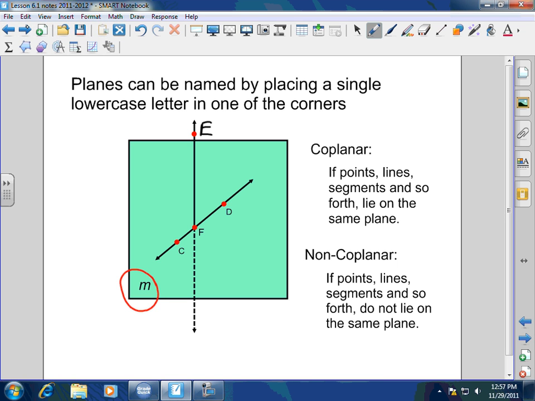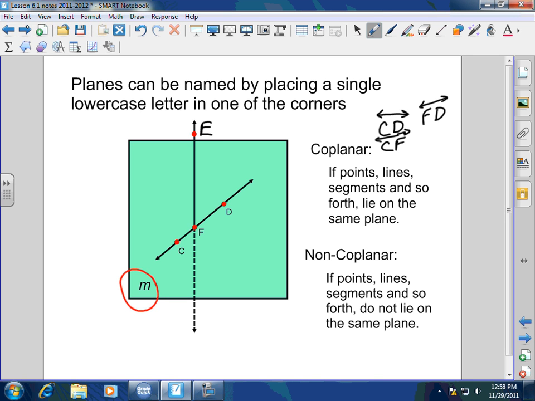So, some examples of coplanar stuff here. CD is coplanar because C and D are on the same plane. So is CF. So is FD. Those are all coplanar. Now, non-coplanar. Non-coplanar is if points, lines, segments, and so forth do not lie on the same plane. Now, look at this line here, gentlemen.